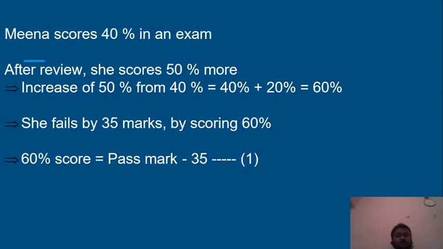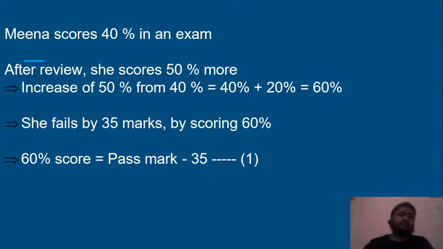Meena scores 40% in an examination. So after review she scores 50% more. So after review she would have scored 50% of 40% more, that is 20% more, that is 60%. So after scoring 60%, she would have still failed by 35 marks. So I can say that 60% of the score is pass marks minus 35.